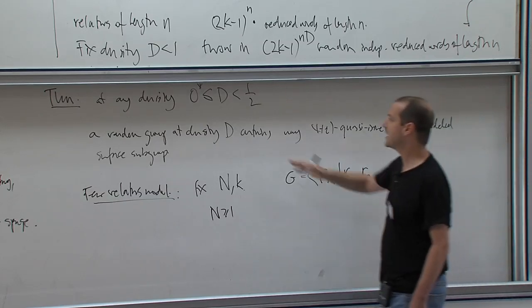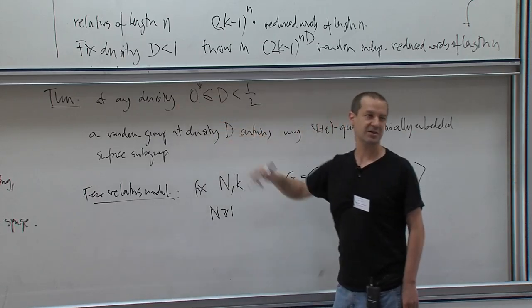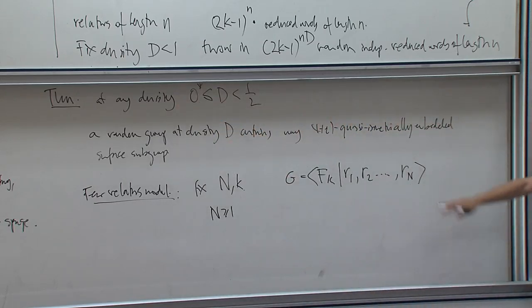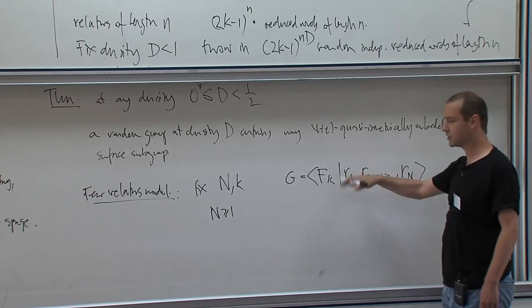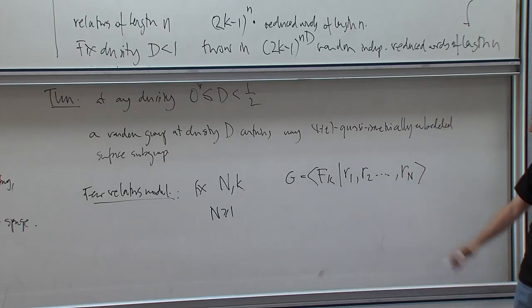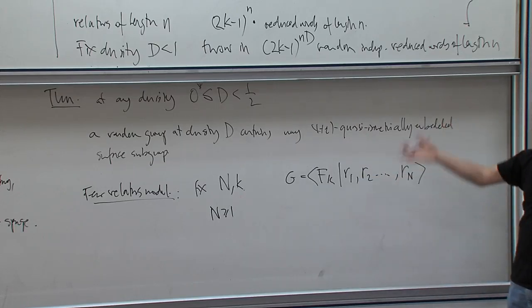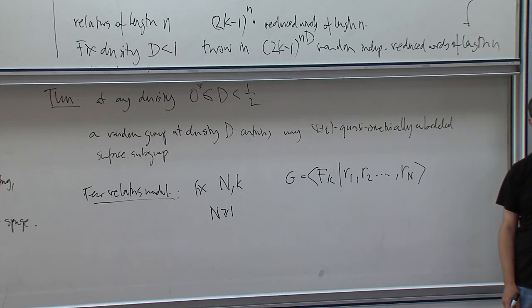And then this is what I mean by density 0 star. I mean the few relators model. If you fix a finite, bigger than 0, number of relators and you pick that many relators, and if they're long enough, with very high probability there will be lots of 1 plus epsilon quasi-isometrically embedded surface subgroups.